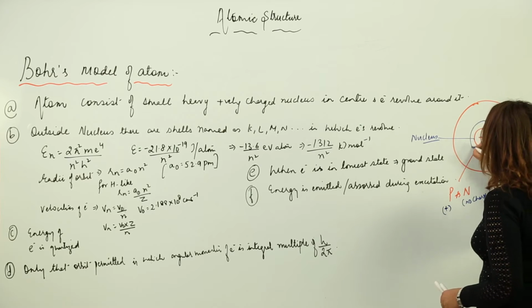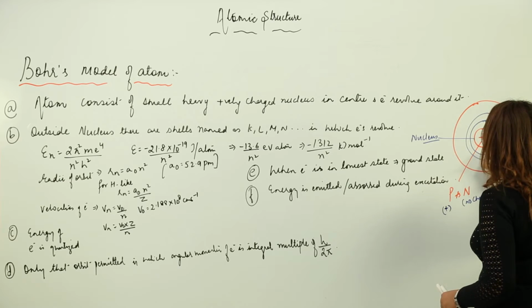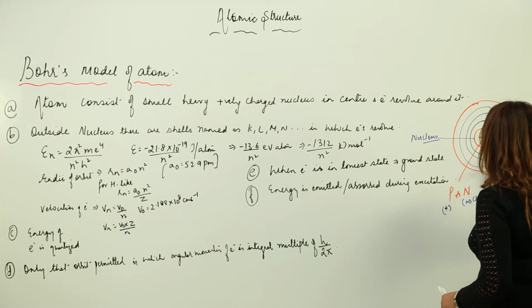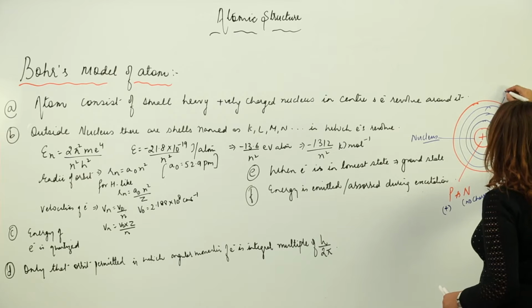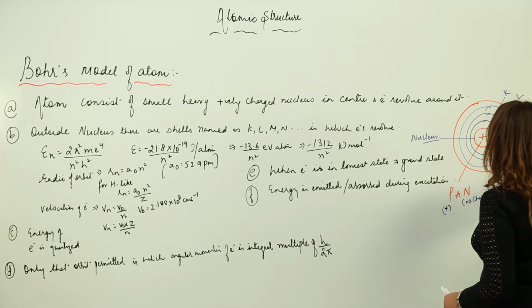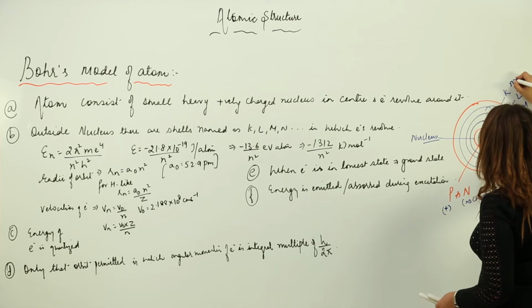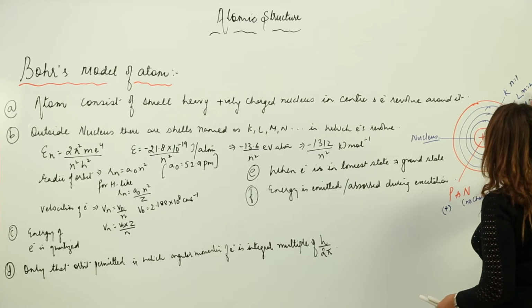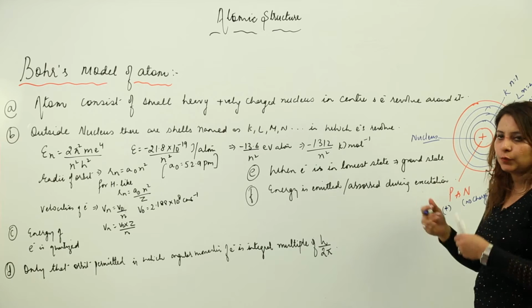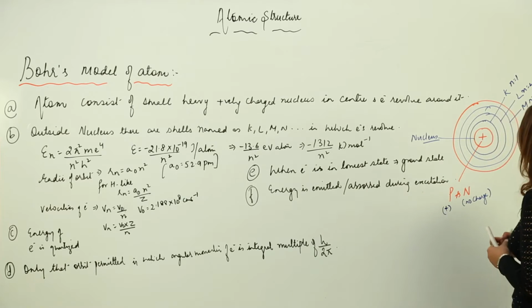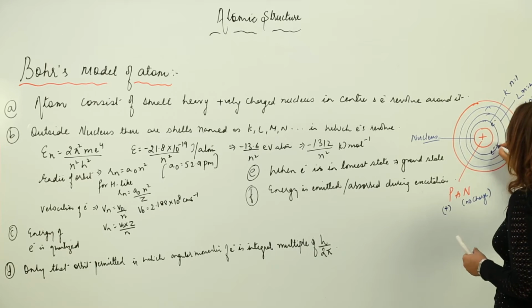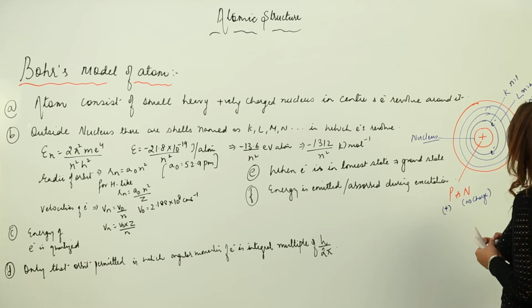Outside it there are certain shells present like this, and these shells are named K, L, M, N, and so on. K is the first shell, L is 2, M is 3, and so on. And in these shells the electrons are present.